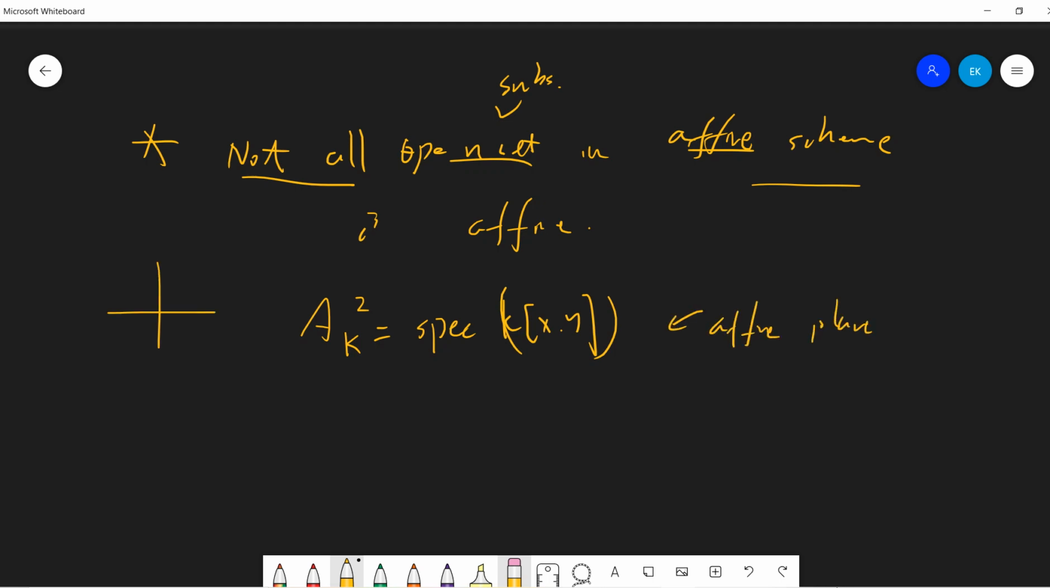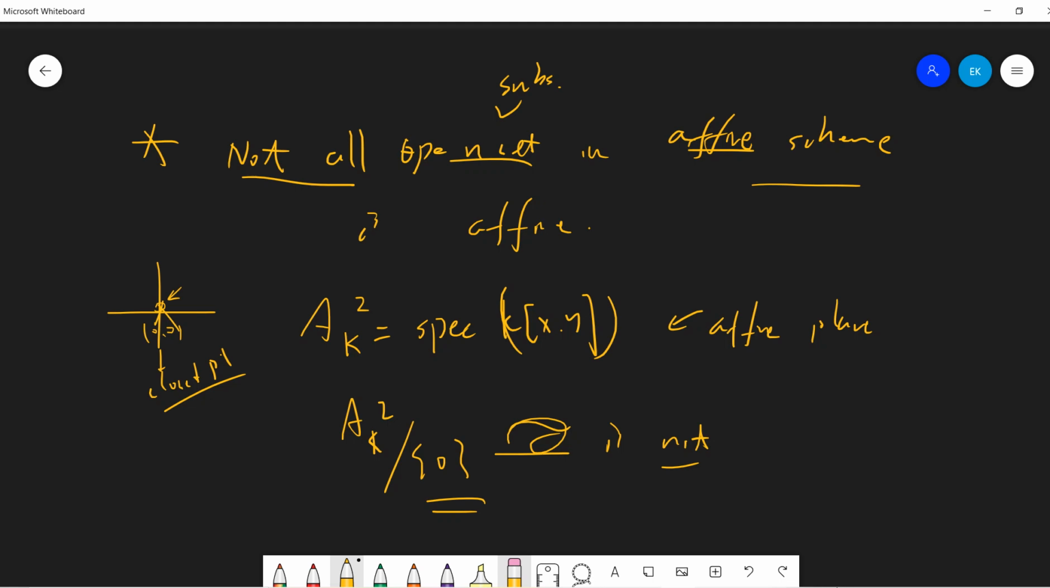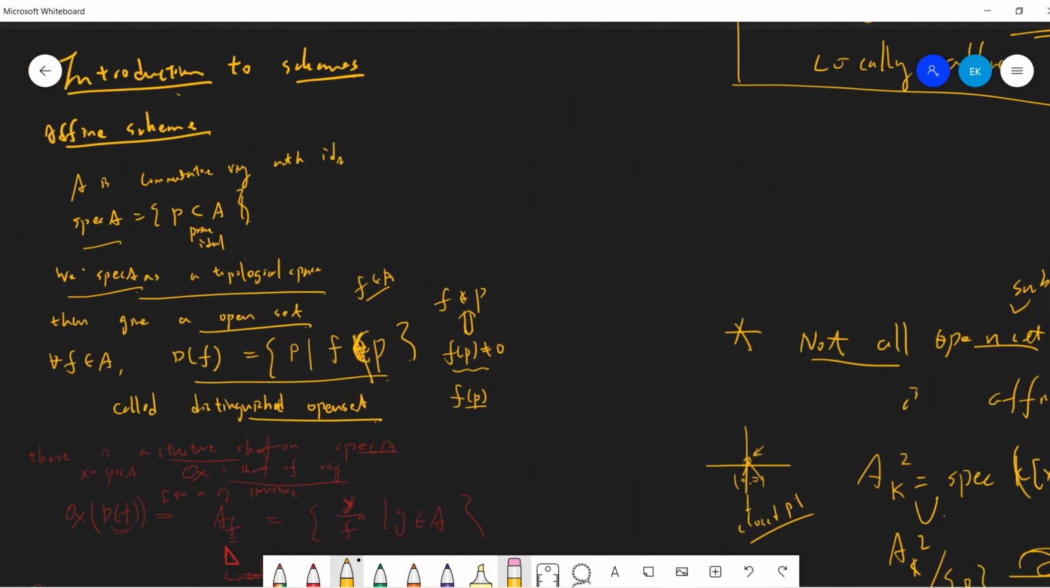And then if you remove the origin, this origin corresponds to a closed point, right? Because it corresponds to the maximal ideal of this polynomial ring. So the affine plane with the origin removed is not affine. Basically it's like a projective space, right? Since you remove the origin, it's not affine. But this is definitely open in the affine plane.